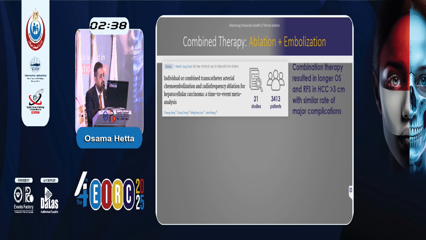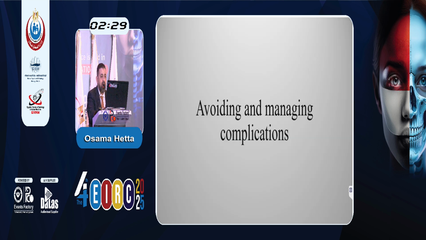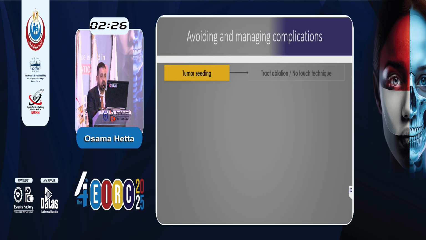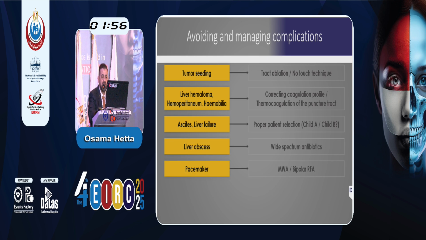Again, combined treatment can upgrade the size of the ablated lesions, and this will be discussed in detail in the next lecture. How to avoid and manage the complications? Tumor seeding can be avoided by good track ablation and the no-touch technique by the multipolar electrode. Liver hematoma, hemoperitoneum, and hemophilia can be avoided by checking precisely the coagulation profile and not puncturing the lesion many times. Ascites and liver failure are avoided by proper selection of the patient on the background of liver function.